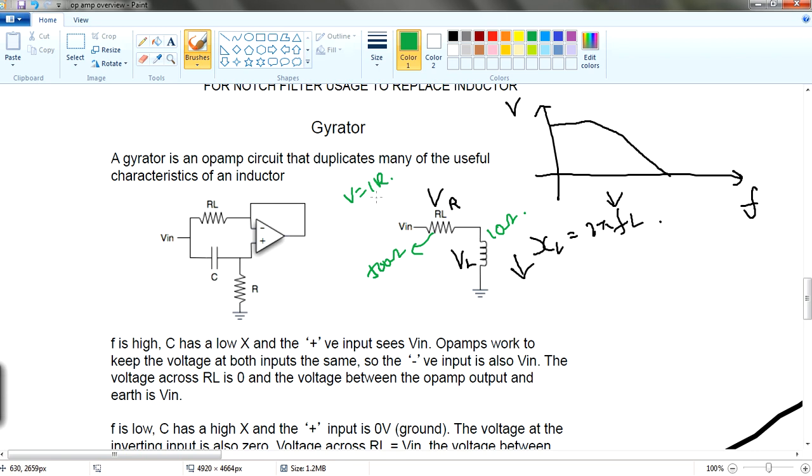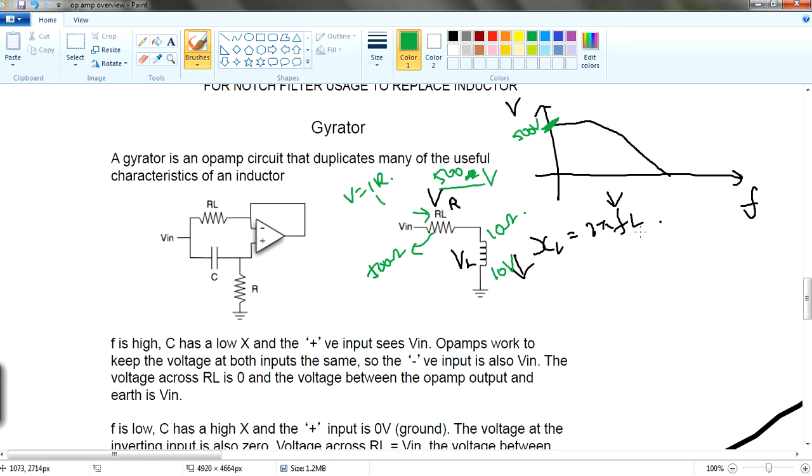So let's say the current is 1, so the resistance will be 500 ohm, the voltage will be 500 volts, right? While the voltage here will be 10 volts. Sorry, this will be 500 volts. This will be 10 volts. So in this case, as you can see, if the frequency is low, the voltage across your R load is this high, about 500 volts, right?